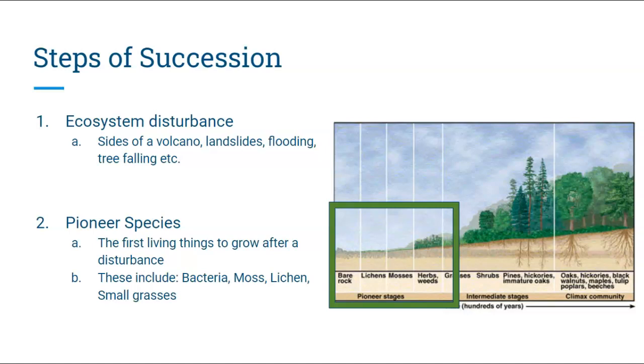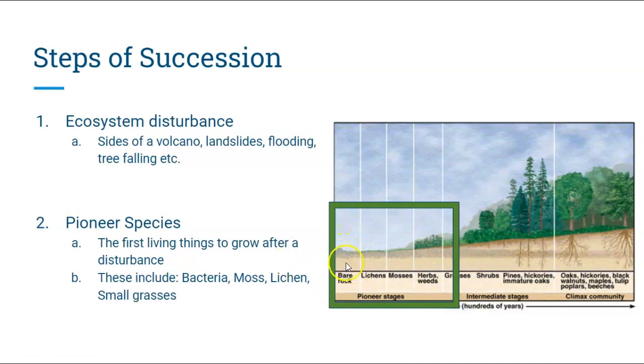So again, the first living things to grow after a disturbance. Typically, these are things that are really hardy, really easy to grow, and live in areas that aren't super nutrient heavy. So these types of species would include bacteria, moss, lichen, small grasses like herbs, stuff like that.